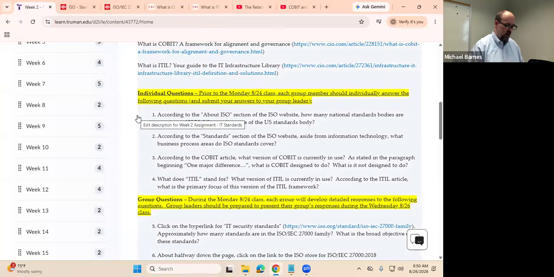What does ITIL stand for? I actually answered this question on Monday, but Kate, I'm going to ask you again, just because it's up here. Information Technology Infrastructure Library. Very good. So what version of ITIL is currently in use? ITIL 4. All right, which creates some confusion for one of the later questions, but that's okay. According to the ITIL article, what is the primary focus of the ITIL framework?